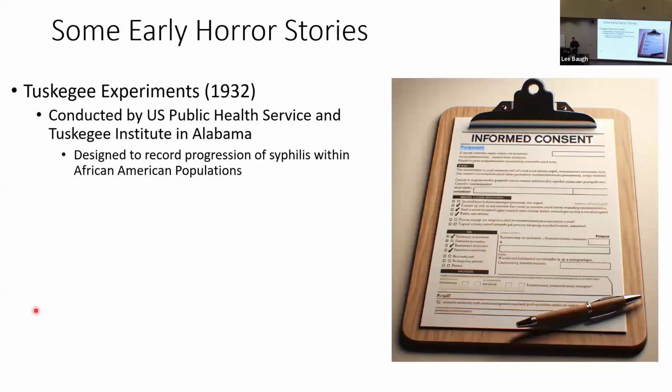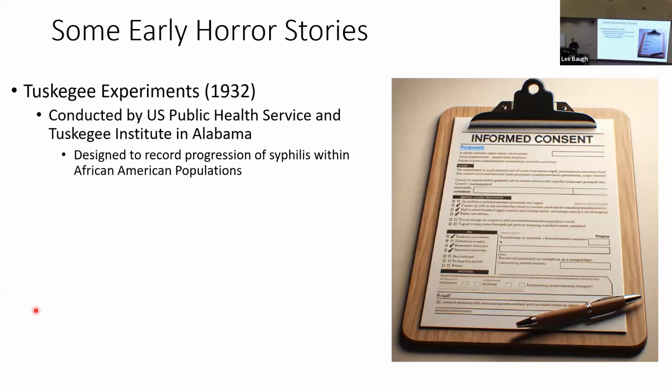And the first one that we'll briefly talk about is the Tuskegee experiments in 1932. So these were conducted by the US Public Health Service and Tuskegee Institute in Alabama. And the purpose of the study was to record progression of syphilis within African American populations. So this was a known issue in certain populations that the US Public Health Service wanted to study and to track, which in itself is not necessarily a bad thing.